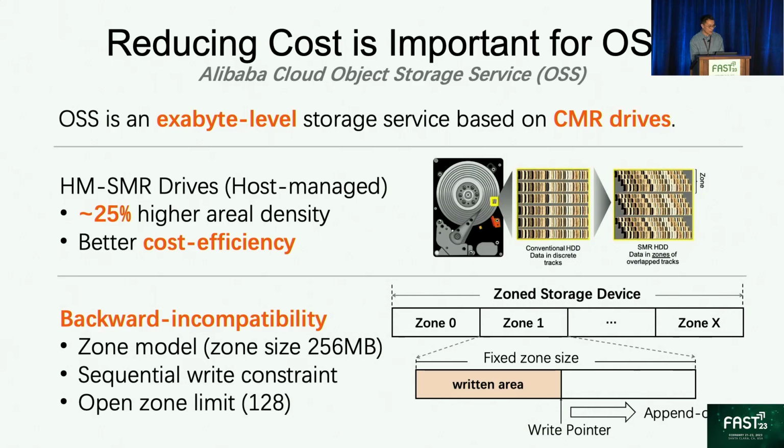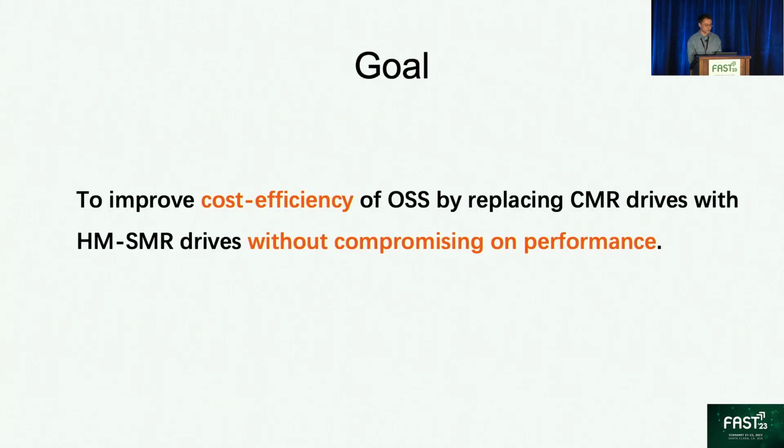However, SMR drives divide the address space into fixed-size zones and only support sequential writes within zones. And some SMR drives also have a limit on the open zone count because of backward incompatibility and limitations. An SMR drive is not a drop-in replacement for a CMR drive. Our goal is to improve the cost efficiency of OSS by replacing CMR drives with HM-SMR drives without compromising performance.